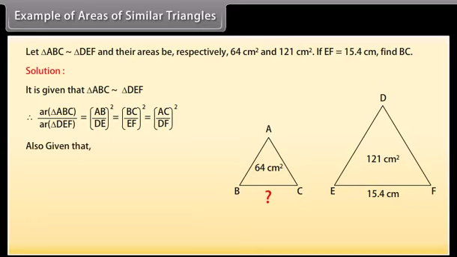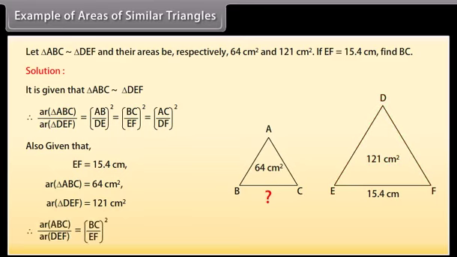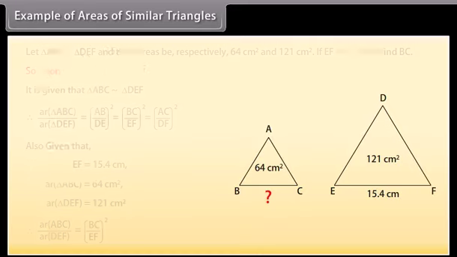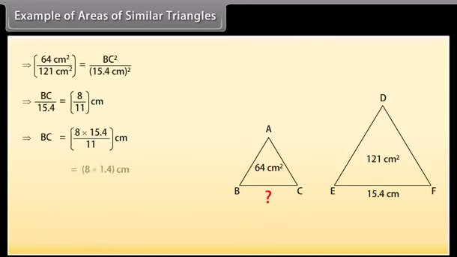Also, given that EF equals 15.4 centimeter, area of triangle ABC is 64 centimeters square, and area of triangle DEF is 121 centimeters square. Therefore, area of triangle ABC upon area of triangle DEF is equal to (BC upon EF) whole square. Now, by substituting and calculating the values, we get BC as 11.2 centimeter.